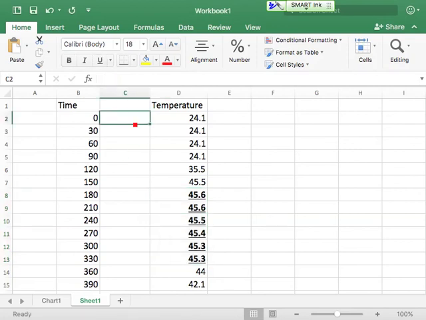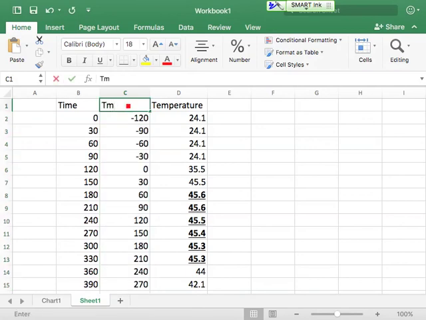Alternately, and I think this is a little bit more elegant, subtracting 120 seconds, being the time where the reaction began, from all of the times, what we get is now the time where the reaction begins is called time zero, and if we were to extrapolate our line backwards to T0, we would get the temperature, or the final temperature, at the beginning of the reaction.